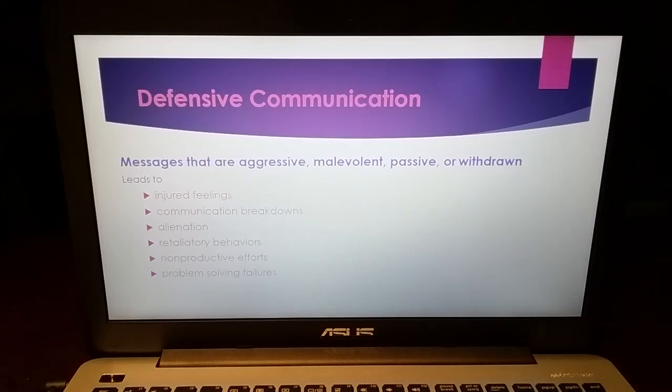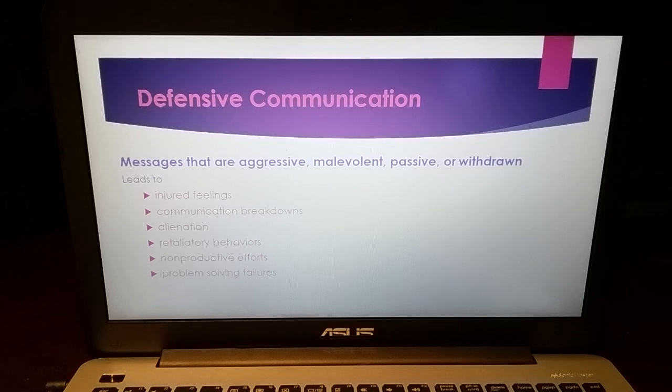Defensive communication is anything that is aggressive or malevolent, meaning mean-spirited, or also passive and withdrawn. Maybe you are familiar with the term passive-aggressive, that people don't respond, and sometimes that's just as defensive as people who do respond, and maybe they act out in other ways. So that also can be very negative, and it causes all the injured feelings, communication breakdowns, alienation, retaliation, activity that's non-productive, or not organizational. We talked about organizational citizenship behavior earlier in the semester that falls into that, and then it makes it difficult to solve problems.